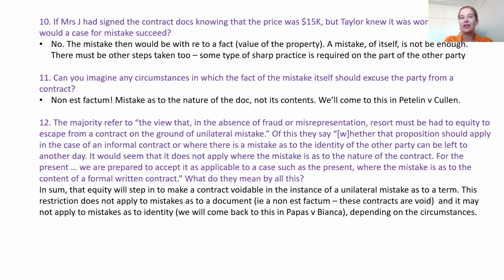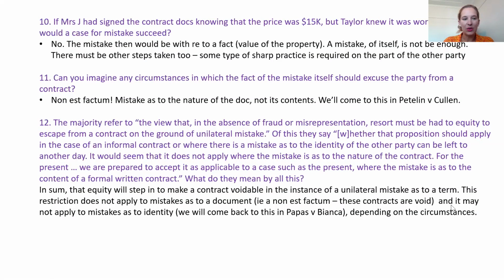And in those instances, the mistake is to the nature of the document rather than the contents of the document, so rather than the terms or facts on which the terms are based. We'll come back to non est factum when we look at Petelin and Cullen in a separate video.